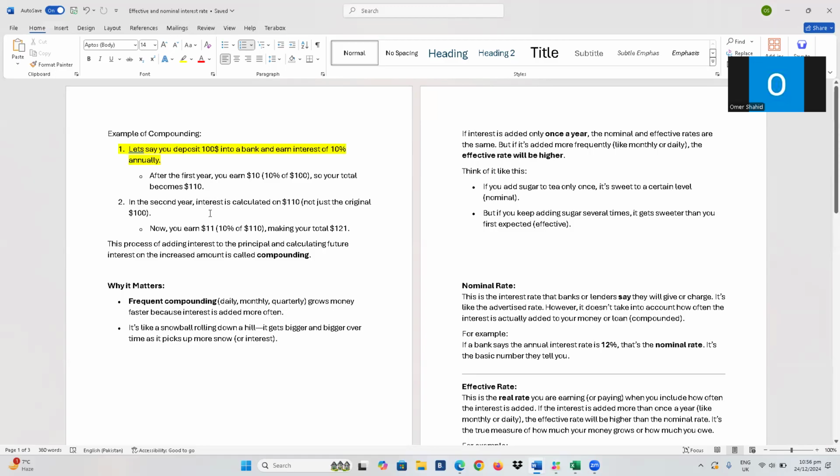Okay. So now at the end of the first year, you earned the interest of $10 and your total amount has become $110. Now in the second year, interest will be calculated on the new amount. What is the new amount? The new amount is $110. The interest will not be calculated on the original $100. So let's read this: in the second year, interest is calculated on $110, not just the original 100.